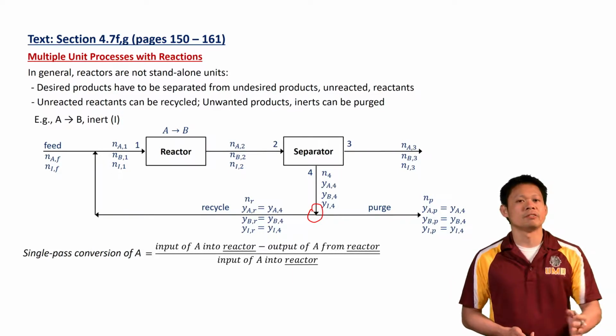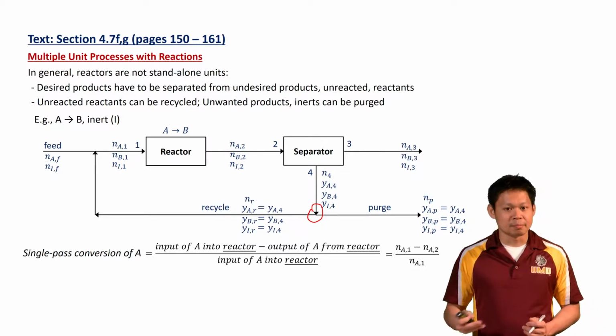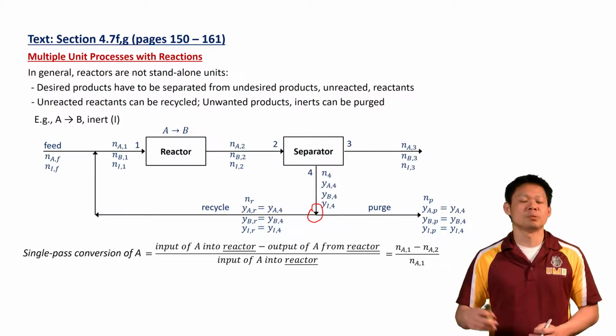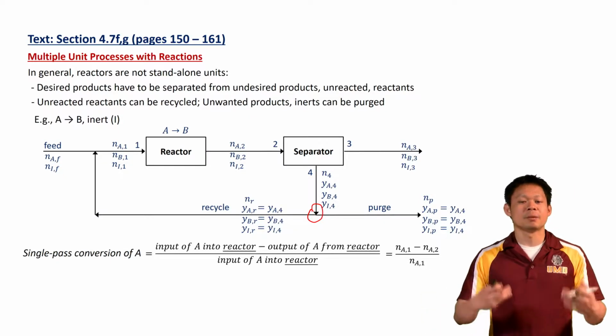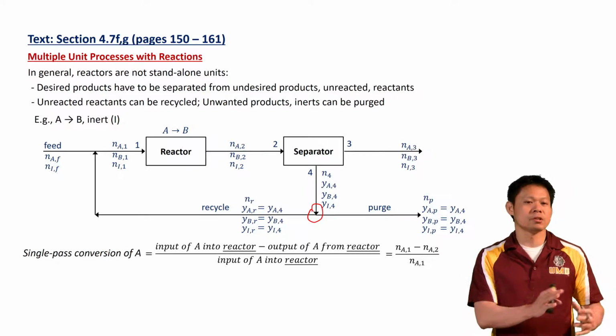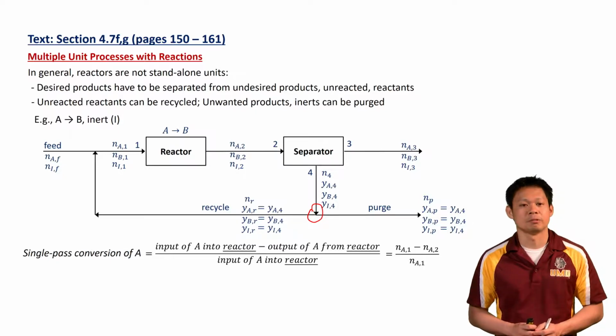So in terms of the variables we have listed, this would be number of moles of A in stream 1 minus number of moles of A in stream 2. And again, that's equivalent to the number of moles of A that has been consumed, divided by the number of moles of A in stream 1. So that's a single pass conversion. It looks pretty much the same as our fractional conversion that we have talked about before this.